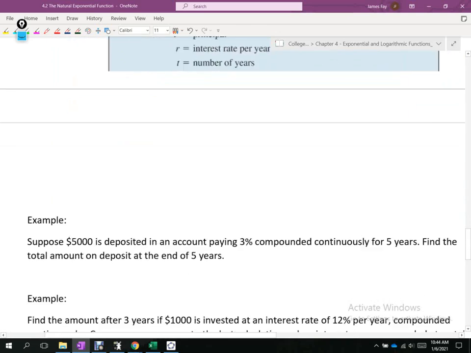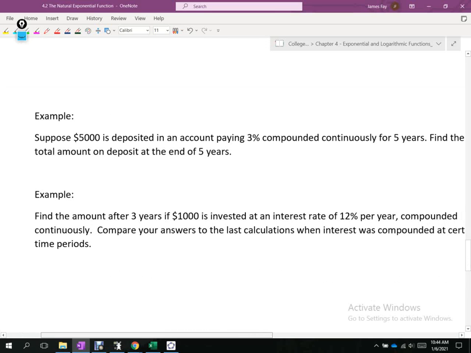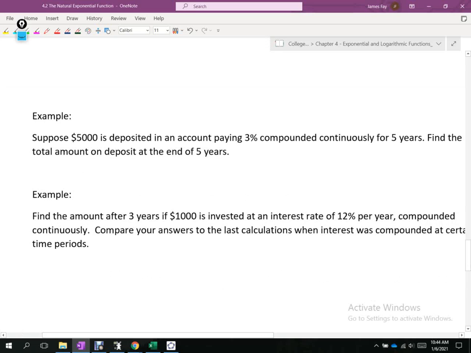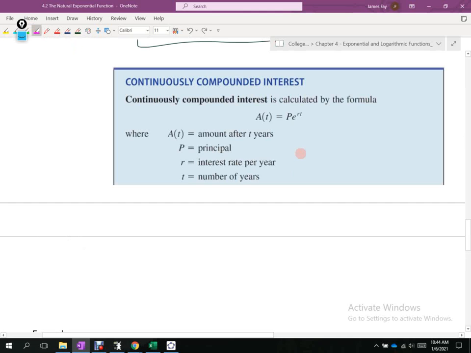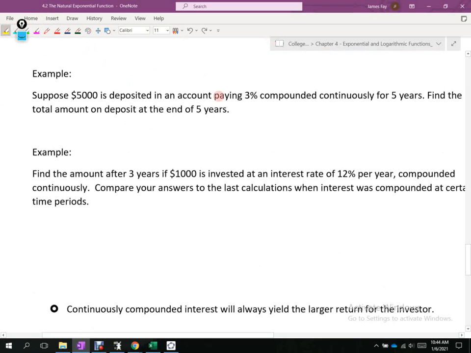So when they ask us a question such as this, it says suppose $5,000 is deposited in an account paying 3%, compounded continuously for 5 years. Find the total amount on the deposit at the end of 5 years. The key thing you have to pay attention to in these questions is that they will identify how they want you to compound it. Do they want you to compound it continuously? Because if so, that elicits that new formula. If they want you to compound daily, monthly, hourly, whatever, that is our previous formula.